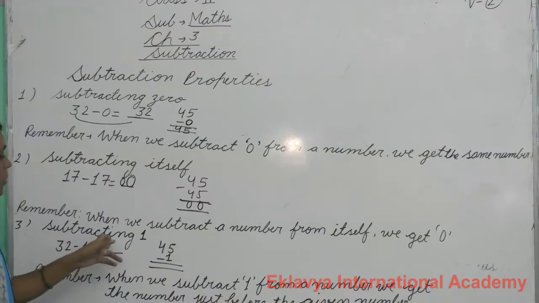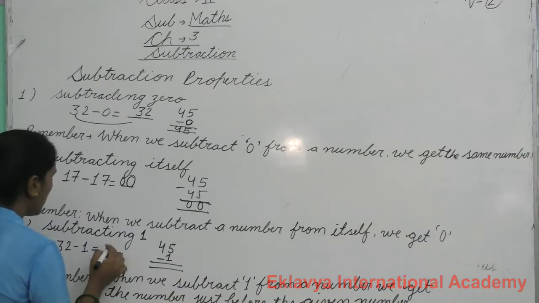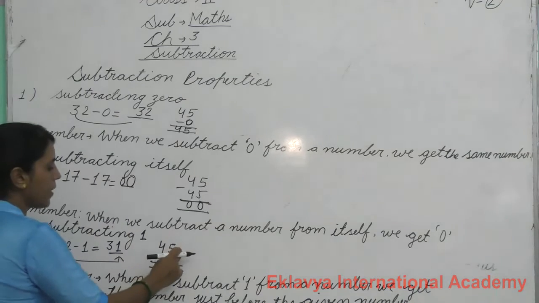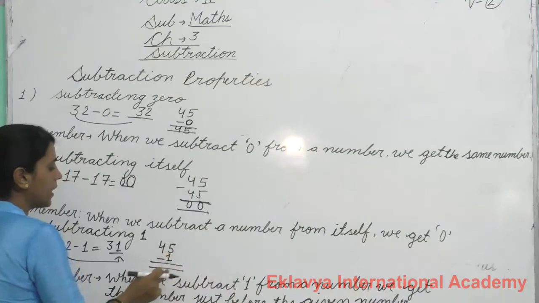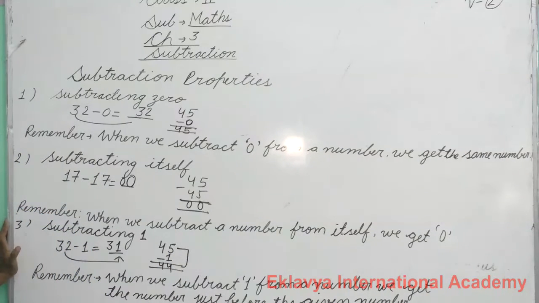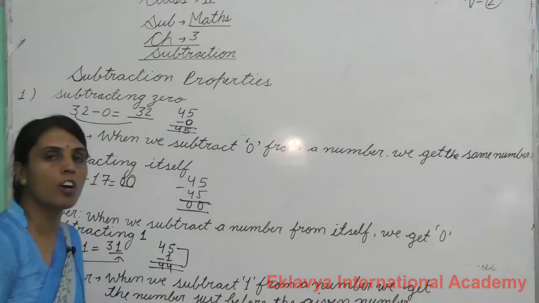Yes, students, we will talk about the subtracting 1 property. You have the number 32. You want to cut one from that number. What will you get? You will get 31, like this. When we subtract 1 from a number, we get the number just before the given number. This is your 3 types of property. You have to keep all the properties in your mind.